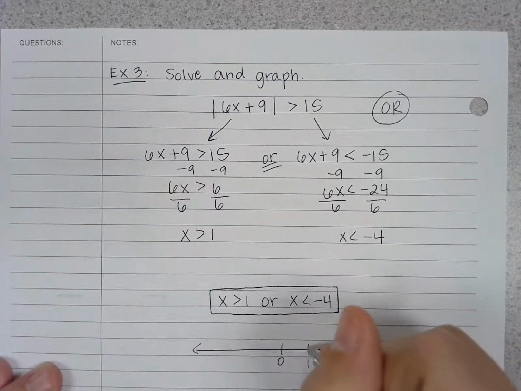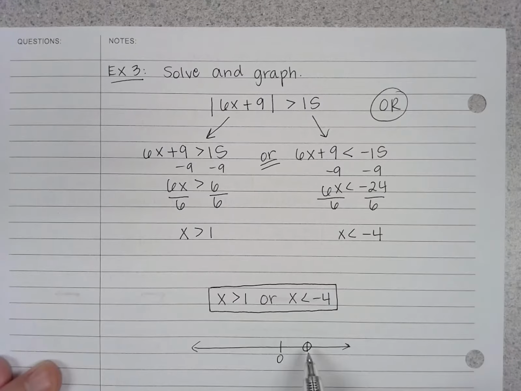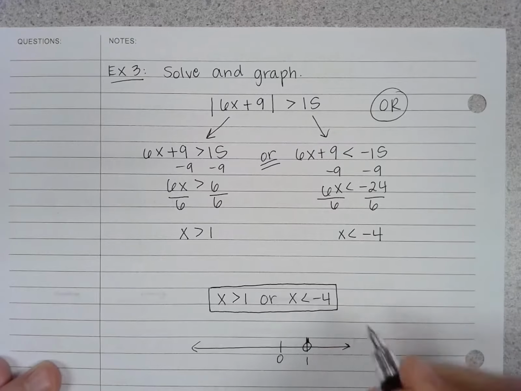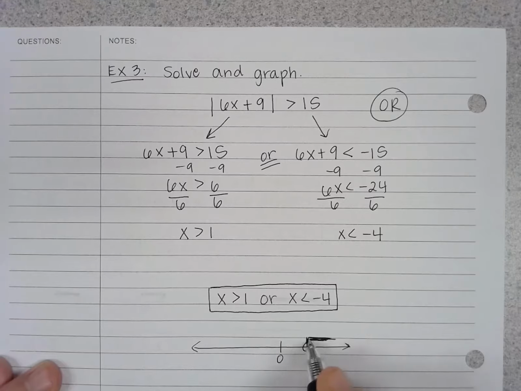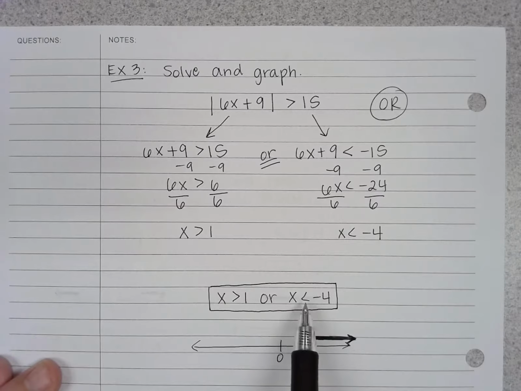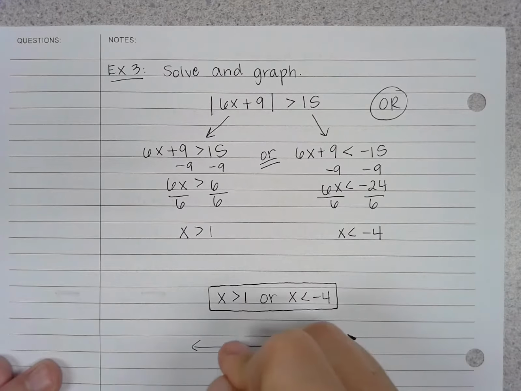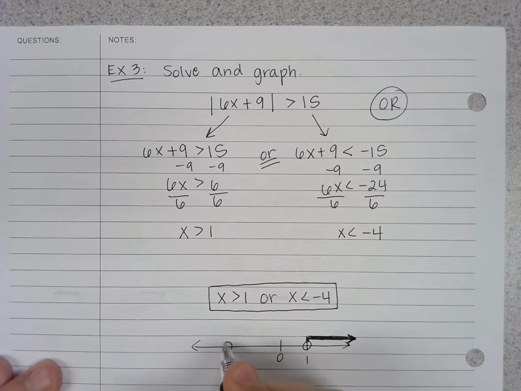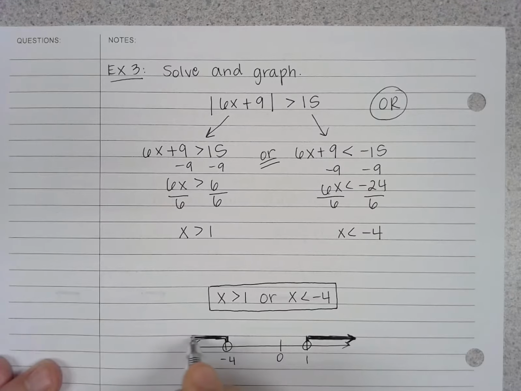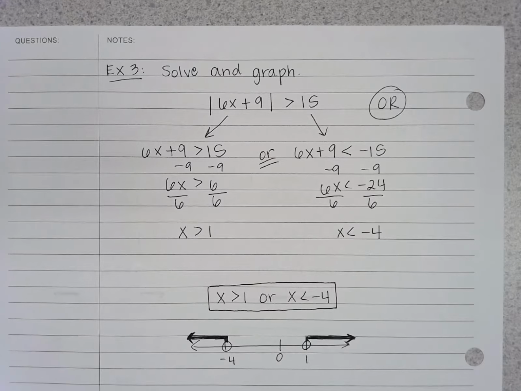This says that x has to be bigger than 1. So I'm going to do a closed circle on 1, and I'm going to shade above 1. So I'm shading all the numbers that are bigger than 1, like 2 and 3 and 4 and 5 and 6 and so on. And then it also says that it also works if x is less than negative 4. And so I'll do a closed circle on negative 4, and then I'll come over here and I'll shade all of the numbers that are less than negative 4. So negative 5, negative 6, negative 7, and all of the numbers that go in that general direction as well.